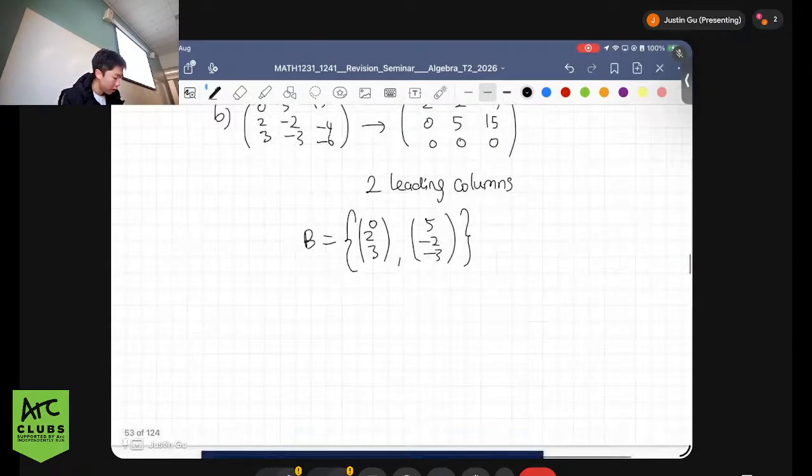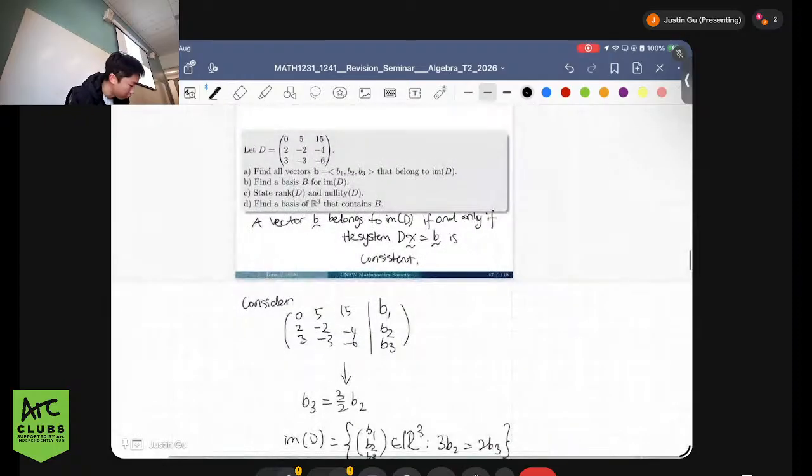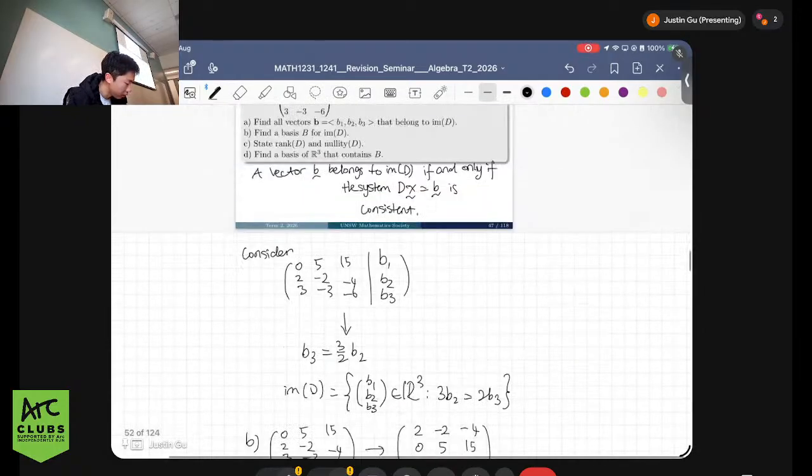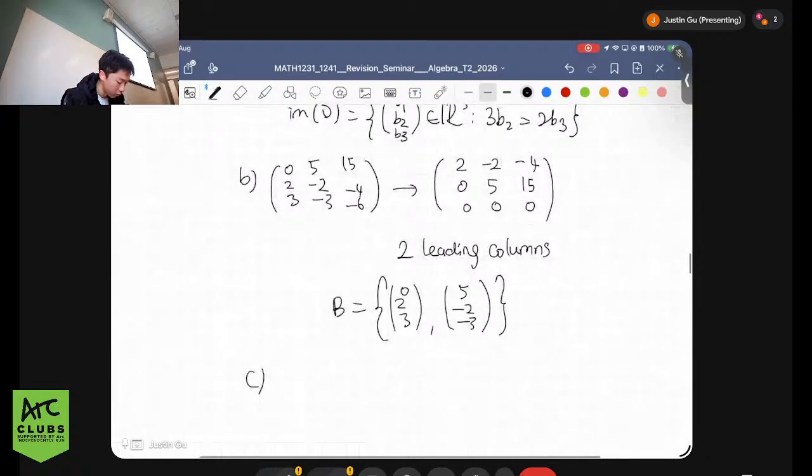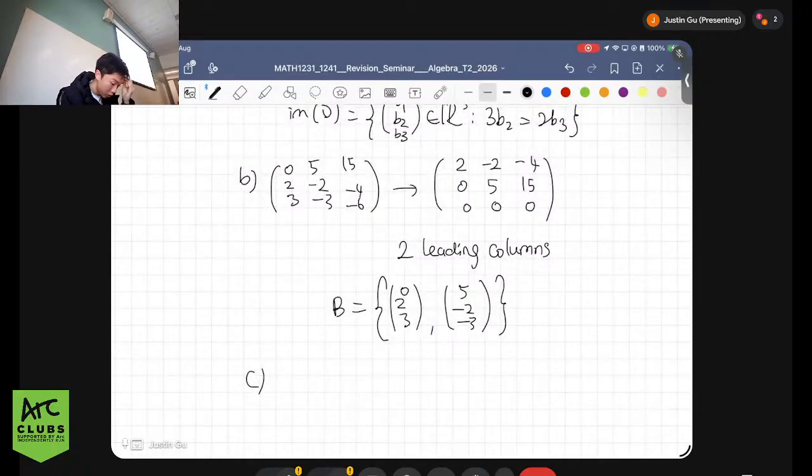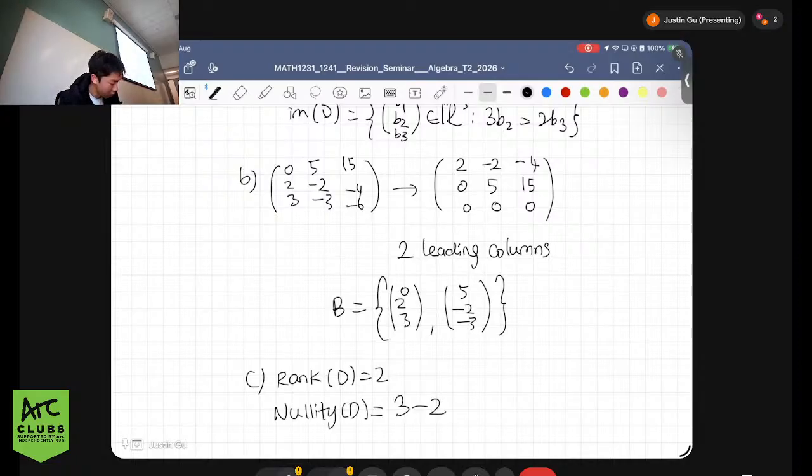For part C, we want to find the rank of D and the nullity of D. We can straight up find the rank because there are 2 vectors in the basis of the image of D. So the rank of D is equal to 2. By the rank nullity theorem, we have 3 columns, and therefore the nullity of D is equal to 3 minus 2, the rank, which is equal to 1.